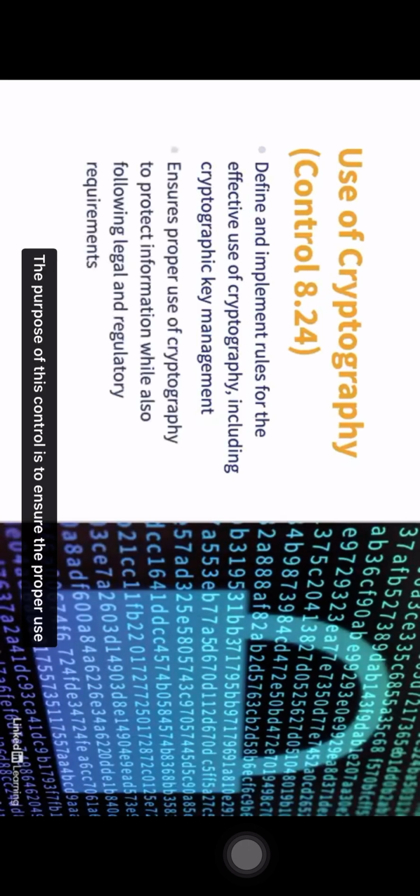The purpose of this control is to ensure the proper use of cryptography to protect information based on business and security needs, while also following legal and regulatory requirements. ISO 27002 recommends writing a security policy that defines how your organization uses cryptographic controls to protect information.